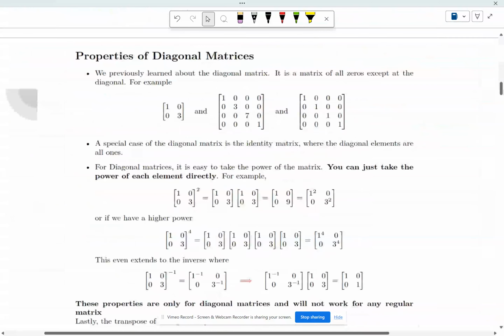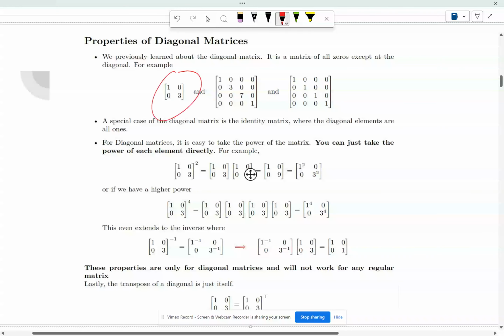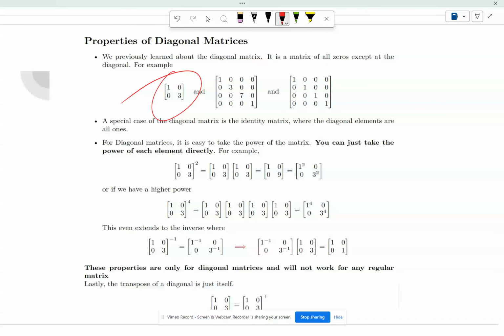Now, diagonal matrix properties. A diagonal matrix, you may remember, is a matrix that is all zeros except the diagonal elements. A special case of a diagonal matrix is called the identity. In this case, everything is zeros except the diagonal, and the diagonal must all be ones. Then that would be an identity matrix.